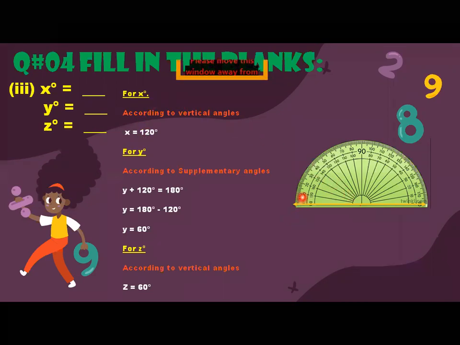So it means you are going to read from this side. Okay, means you are going to read your outer scale. So on this side, that 120 lies on this side, because your X is equal to 120, and you are going to start from the left side. So when you start from the left side, you will simply use the outer scale.